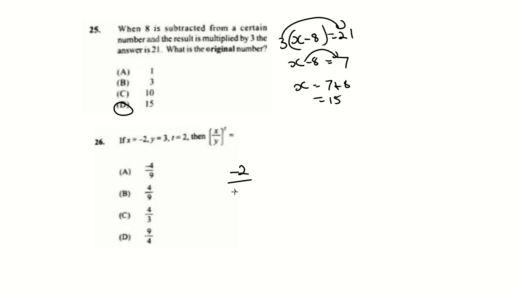Negative 2 over 3 to the power of 2. This is a repeated question. It would be positive 4 over 9, so B.